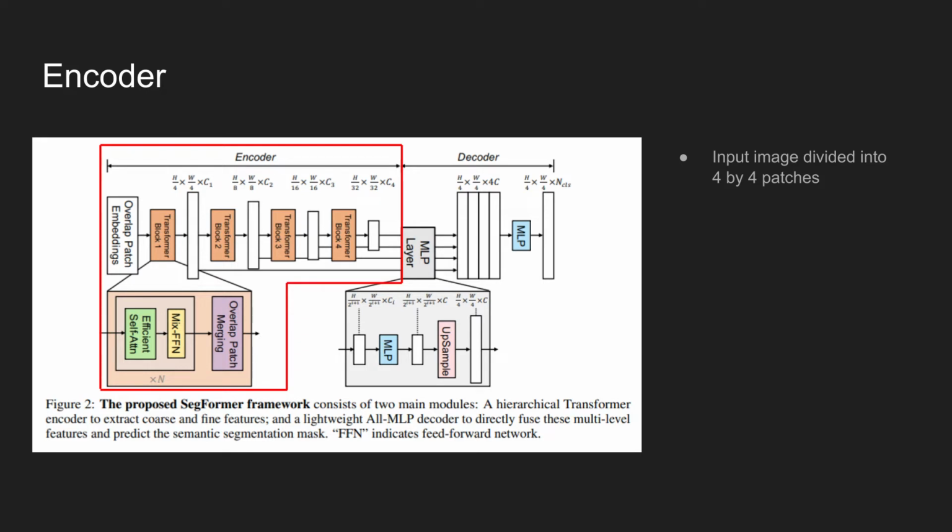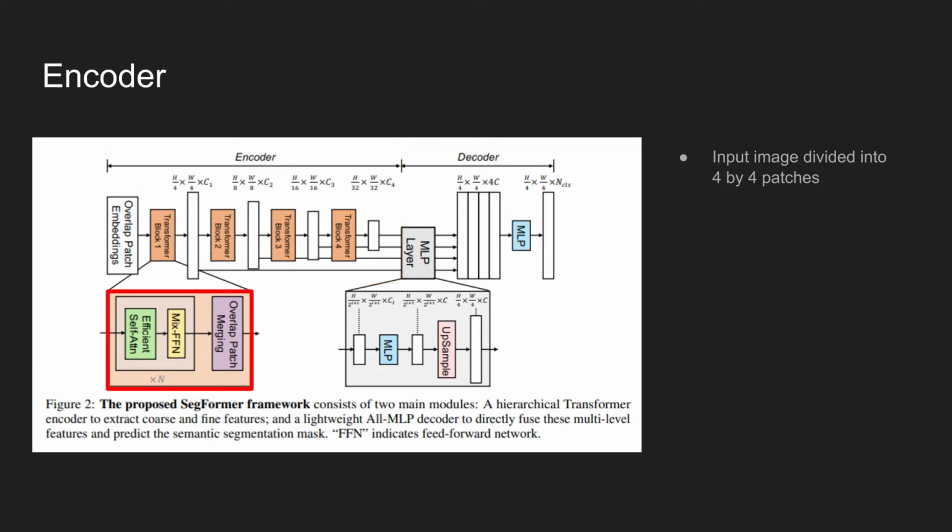An input image is first divided into 4x4 patches, like it's done in vision transformers. But note that the vision transformer uses a patch size of 16 by 16. But here we use 4, and using a smaller patch size of 4 in SegFormer makes it better for dense prediction tasks. So the authors used a patch size of 4 here.